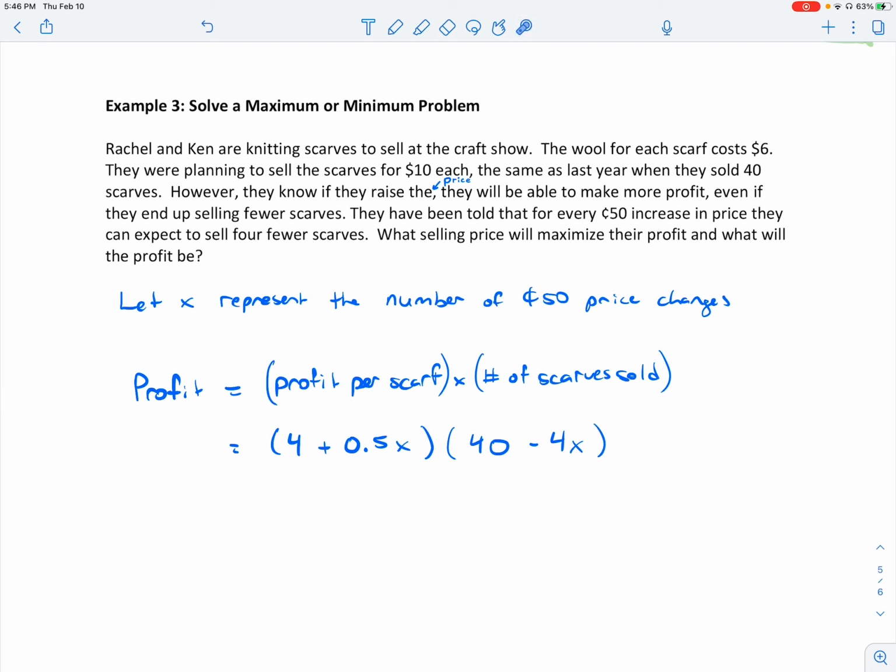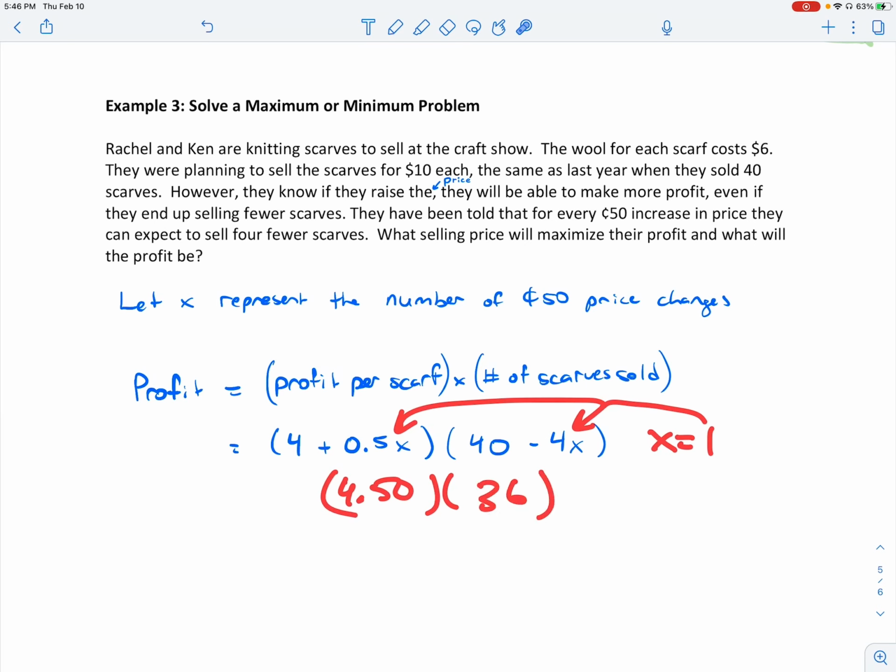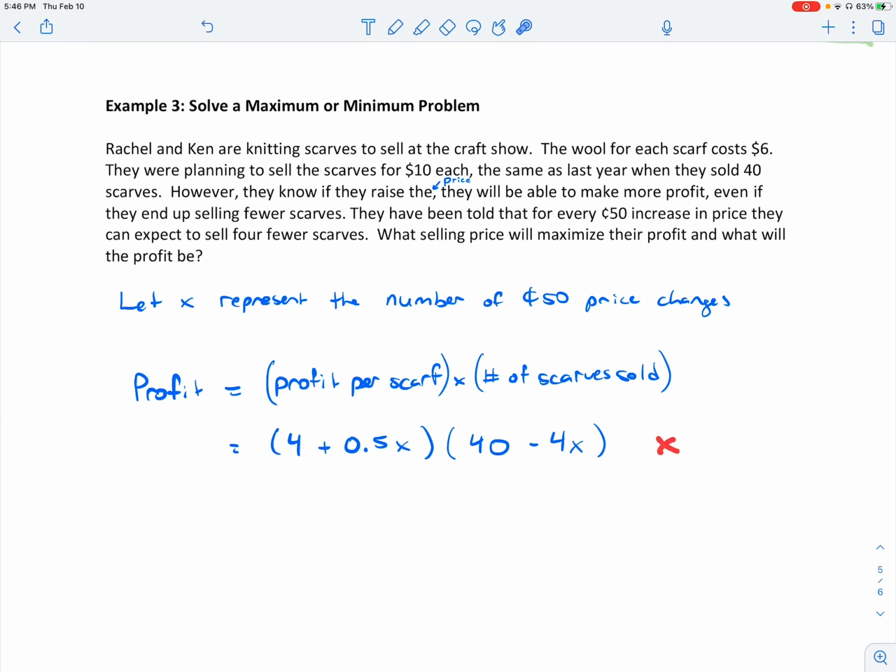So if there's going to be one 50-cent price change, that means if we set x equal to 1 and plug it in, we're going to have 4.50 times 36. That would be the profit. If x is 2, we plug 2 in, and then we would get a new profit and a new number of scarves sold. Now there's a certain value for x that's going to give us the biggest output for this, and we want to figure out what that is.